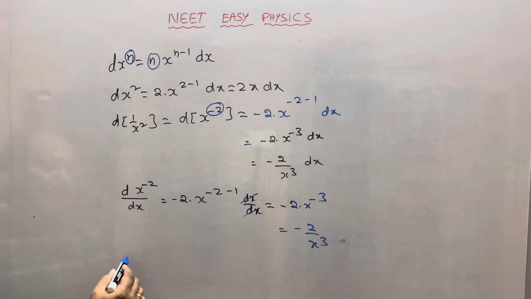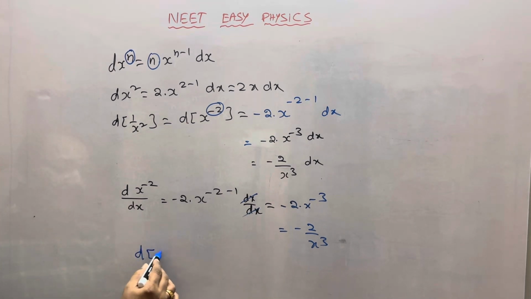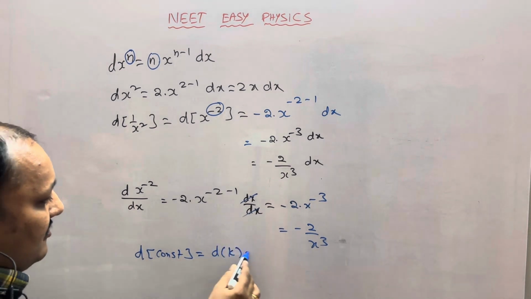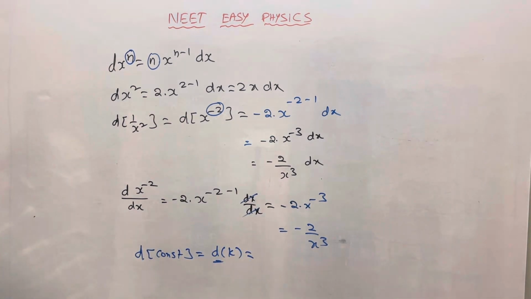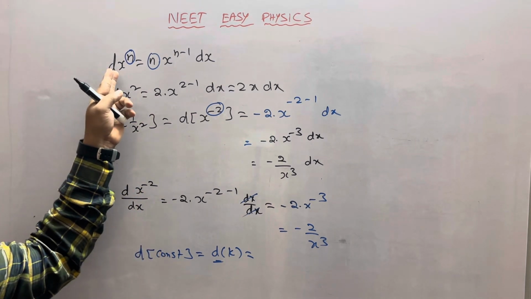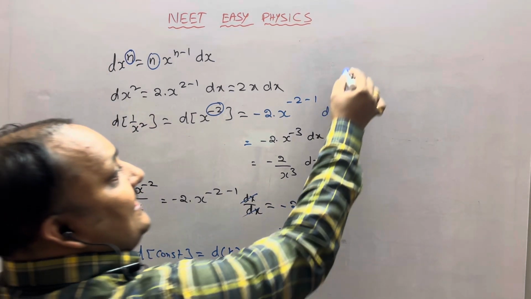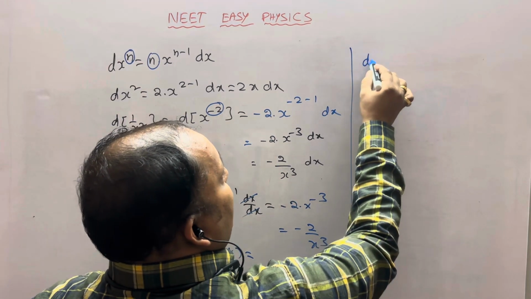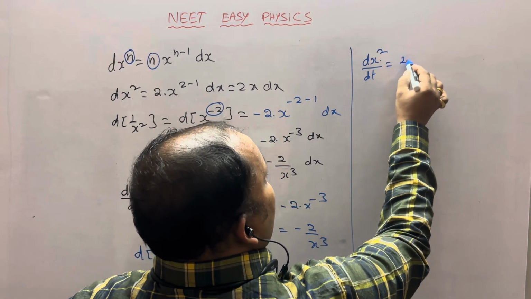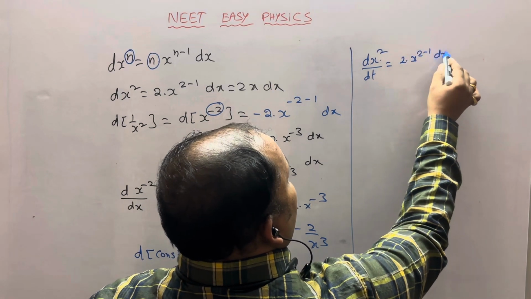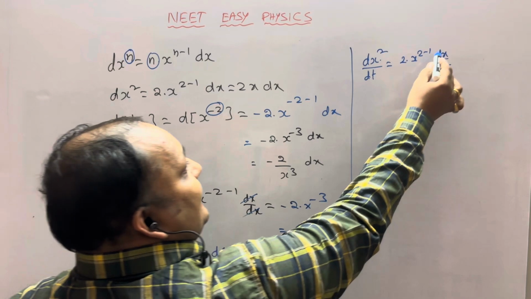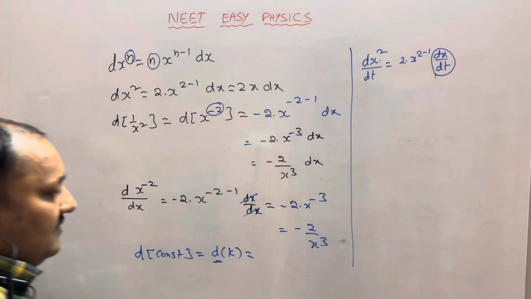Now, a very important one: the derivative of any constant. Derivative generally means something which is changing. Here x is changing with respect to x. Like that, x can change with respect to time. Derivative of x square with respect to time is 2 into x power 2 minus 1 dx by dt. Here x is changing with respect to time.